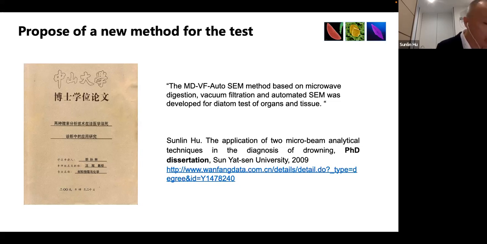And in 2009, I completed my dissertation titled The Application of Two Microbeam Analytical Techniques in the Diagnosis of Drowning. In this dissertation, the MDVF auto-SEM method based on microwave digestion, vacuum filtration, and automated SEM was proposed. In the following, I will call it the new method for convenience.